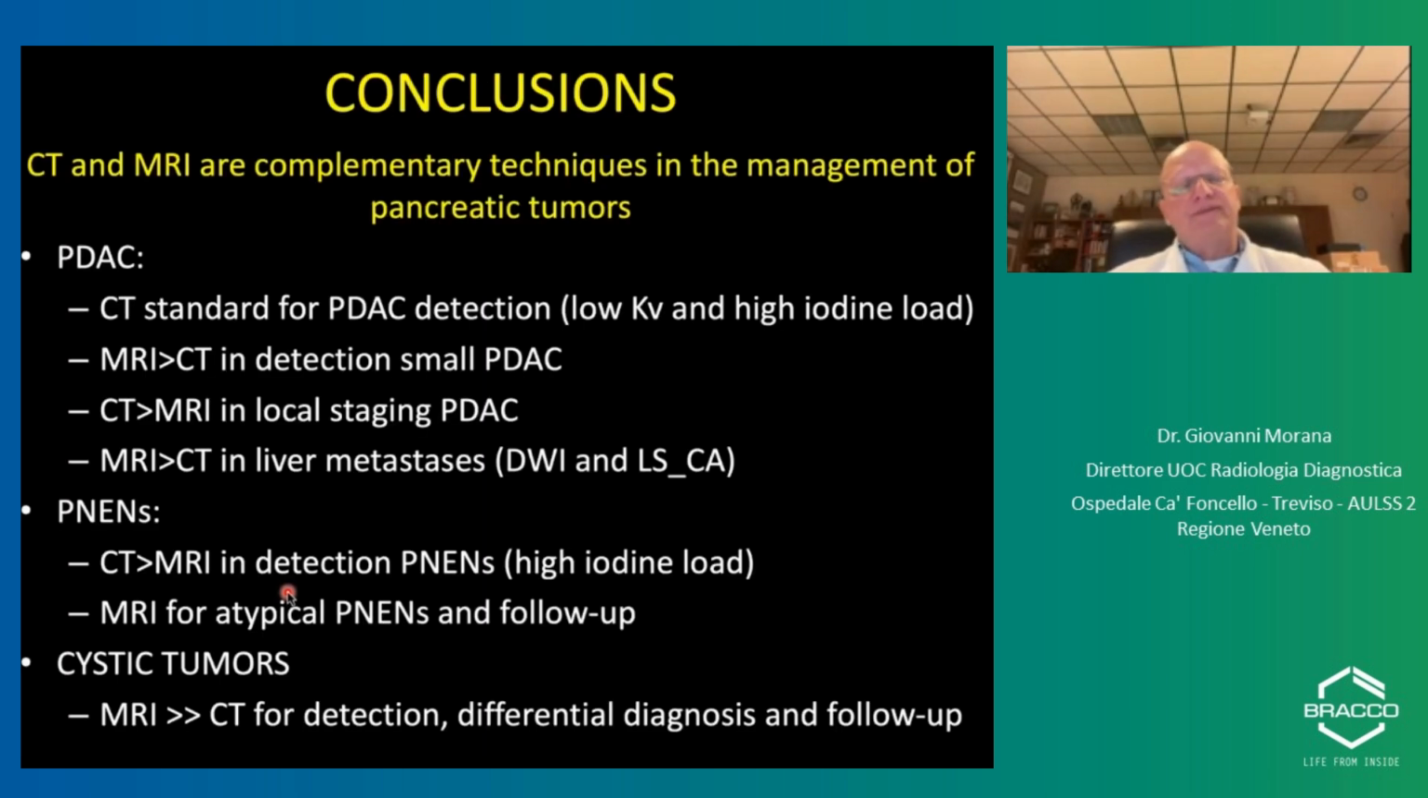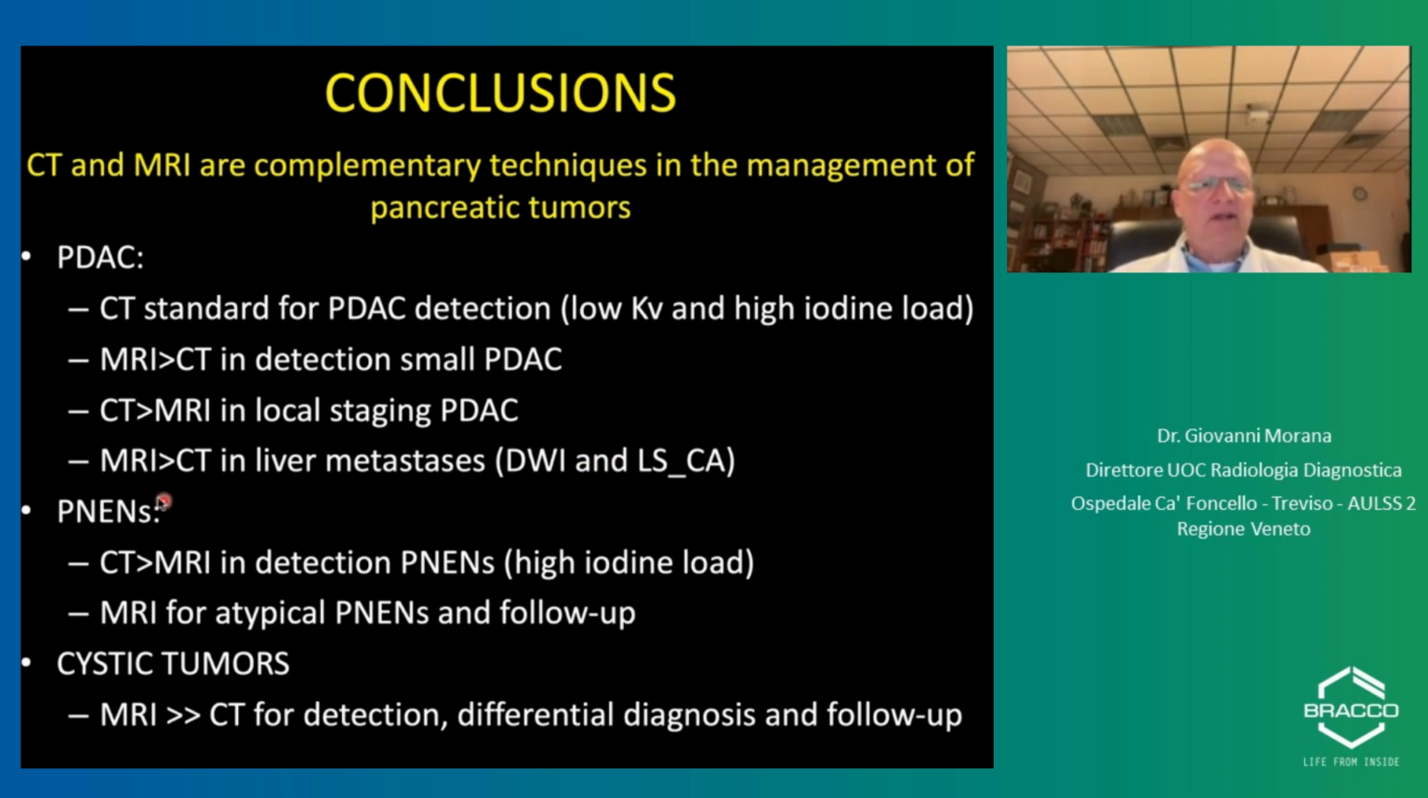So in conclusion, CT and MRI are complementary techniques in the management of pancreatic tumors. In case of pancreatic ductal carcinoma, CT is standard for detection, and it is better to use a low kV protocol and high iodine load. MRI is better than CT for detection of small pancreatic carcinoma. CT is better than MRI in local staging. MRI is better than CT in searching for liver metastasis using DWI and liver-specific MR contrast agents.